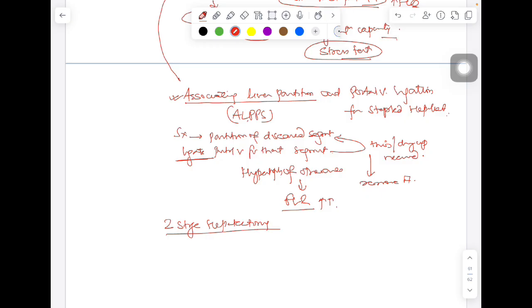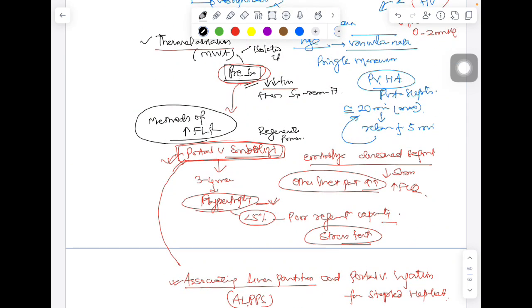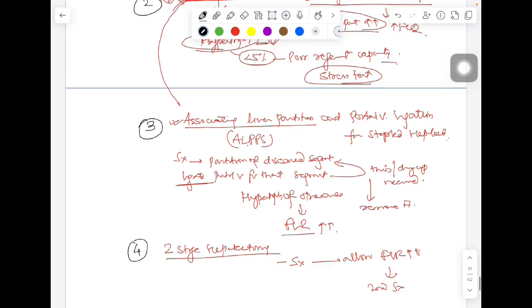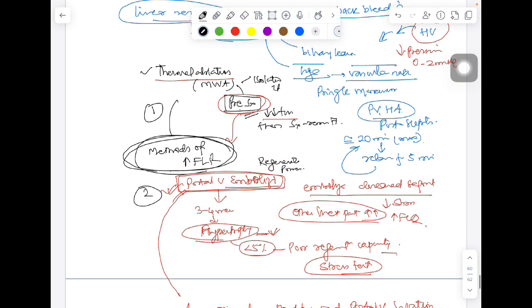So you remove some of the mets, do surgery, then allow FLR to increase, then do a second surgery. So what we are reading right now is methods to increase FLR. We have thermal ablation 1, portal vein embolization 2, then associated portal vein partition and portal vein ligation 3, two-stage hepatectomy 4, and these are the major things.